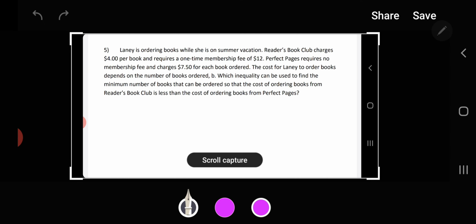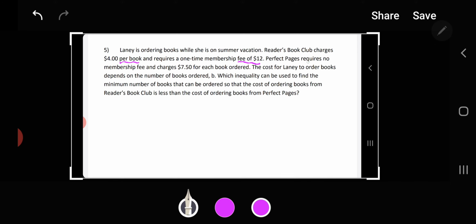Alright, so on this one, Lainey is ordering books while she is on summer vacation. Readers Book Club charges $4 per book and requires a one-time membership fee of $12. So once again, keyword again, per. So $4 per book. So every time she gets a book, $4 more. And requires a one-time membership fee of $12. So that's just a given number. She just has to pay that. When she pays the $12, she needs to start renting books for $4 per book.